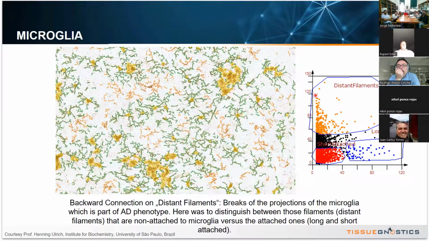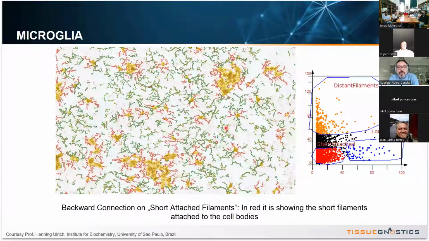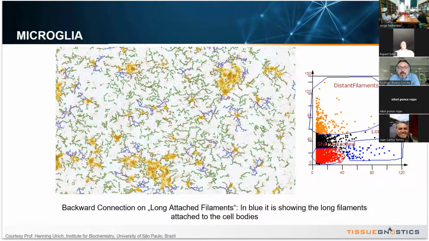And in orange, you see those fragments which are distant from the next cell body. Distant means further away than 50 micrometer. You see them here in orange. In red are those fragments which are attached to a cell body and not longer than 40 micrometer. And in blue, finally, the fragments which are attached to a cell body but longer than 50 micrometer.